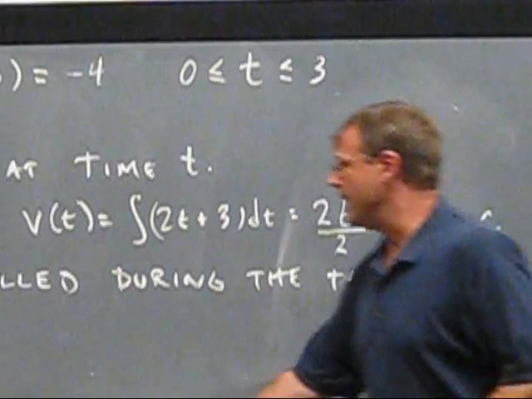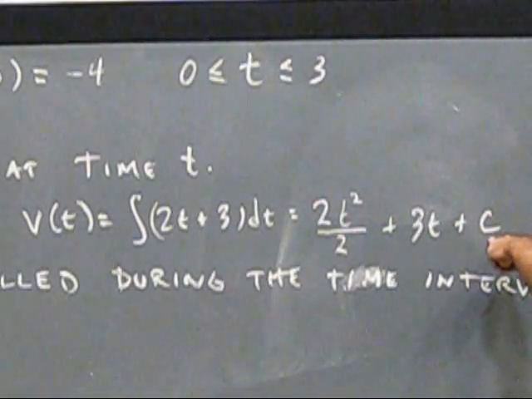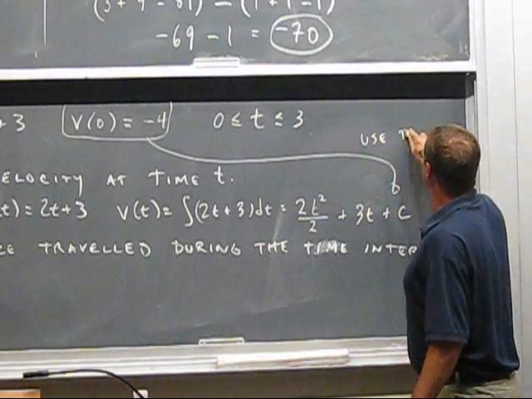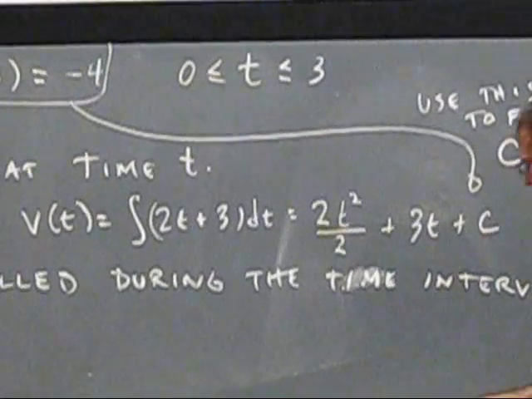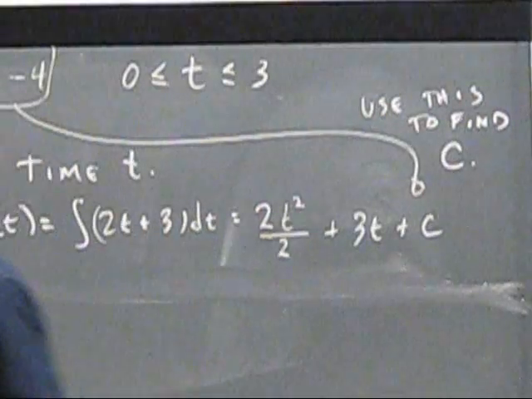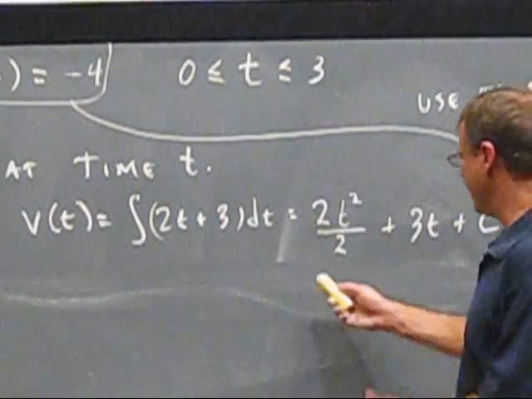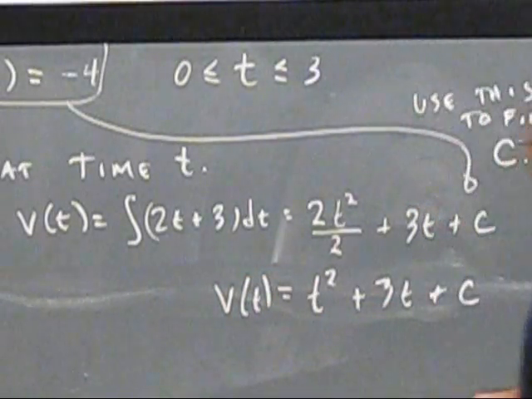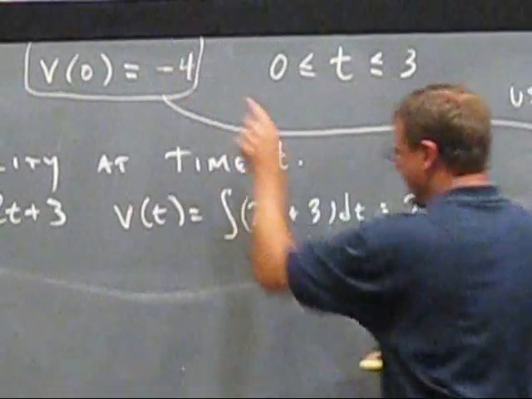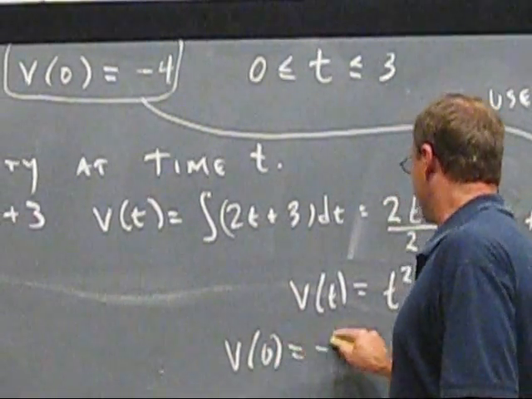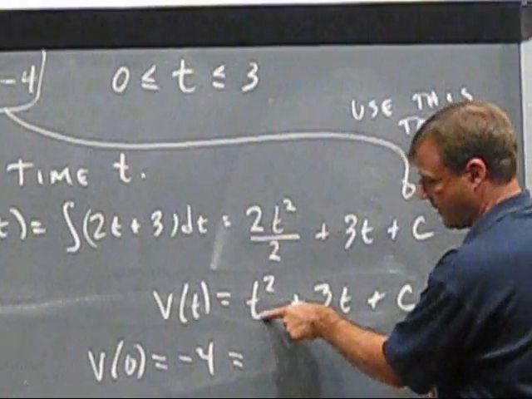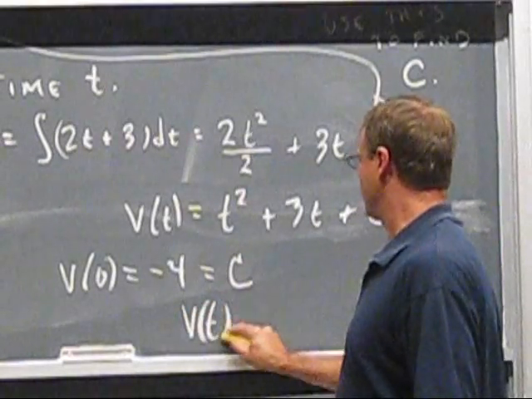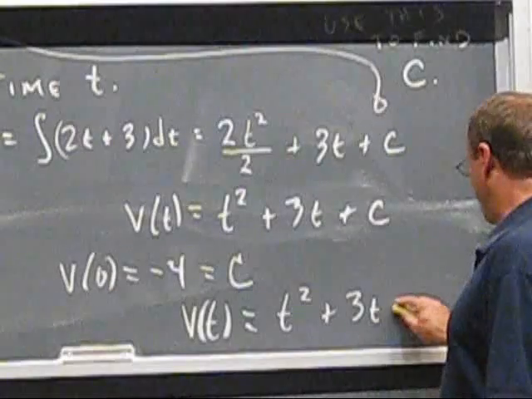And so to get that c here exactly, I'm going to use this information right here to find c. Okay? So let's rewrite this. This is t squared plus 3t plus c. That's my v of t. And supposedly, when I put in 0 for t, I get -4. So v of 0 equals -4. That must equal what happens when I put in 0 for t here and 0 for t here. So that gives me c. And so my final equation is v of t is equal to t squared plus 3t minus 4.